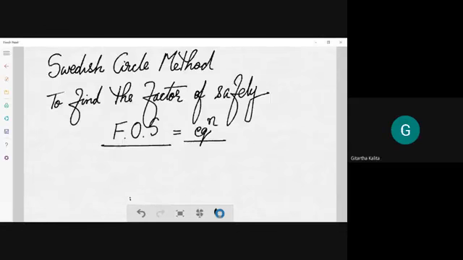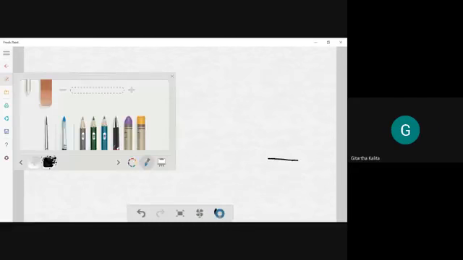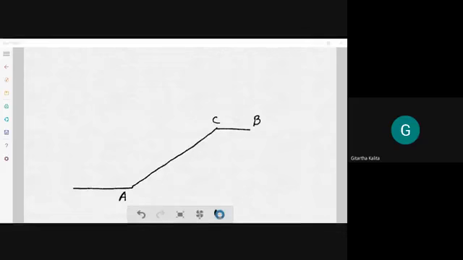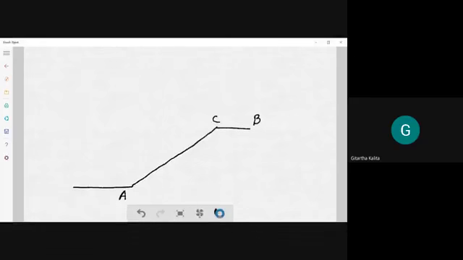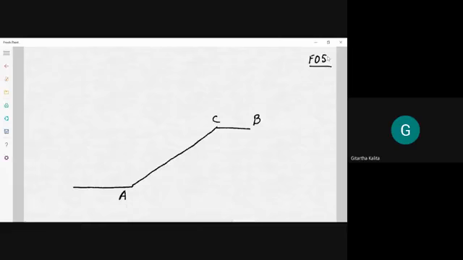Now, for this, let us start with a diagram. The diagram is the same as what we have discussed in the previous class. It is similar, not exactly the same. So I'll draw it here. Let me make enough space. Suppose this is the slope A, C, B. We will be trying to ultimately find out the factor of safety, FOS.